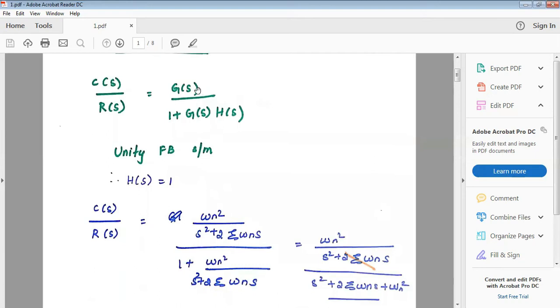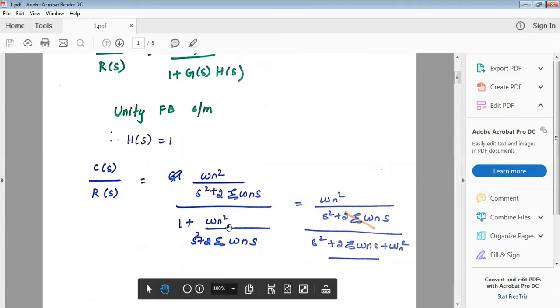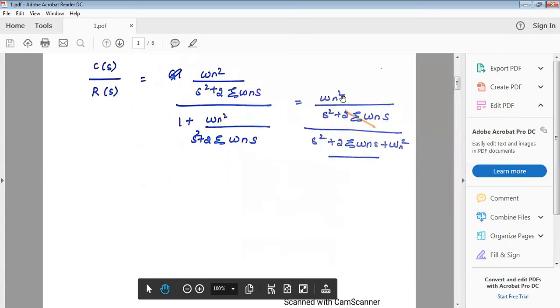By substituting the values of G of S and H of S in this equation, we will be getting omega n square divided by s square plus 2 zeta omega n s, divided by 1 plus omega n square divided by s square plus 2 zeta omega n s. So taking LCM on this denominator term, both the denominators get cancelled. So we will be getting the value like this, omega n square.